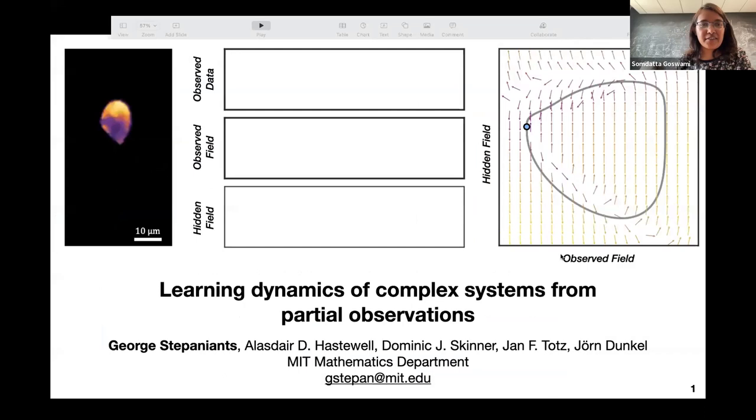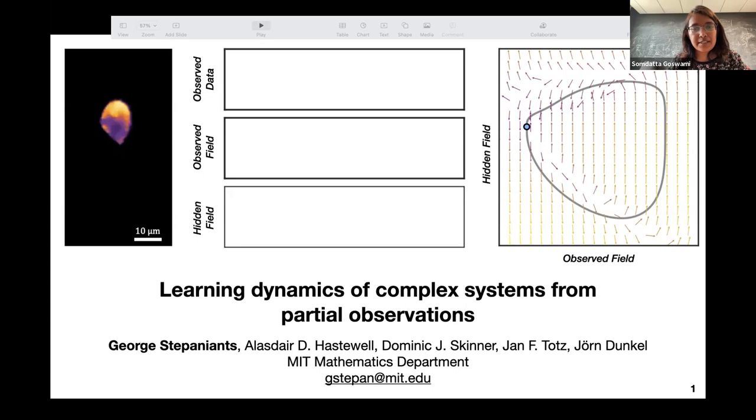Yes. So our second speaker today is George Stepaniants. He would be talking to us about learning dynamics of complex systems from partial observations. He's a fourth-year PhD student at the Massachusetts Institute of Technology in the Department of Mathematics, co-advised by Professor Philip Rigollet and Professor Jörn Dunkel. He is also a part of the interdisciplinary doctoral program in statistics through the Institute for Data Systems and Society. His research studies how statistical and machine learning algorithms could be used to infer and predict systems governed by ordinary and partial differential equations that appear in biology, chemistry, economics, and other fields.